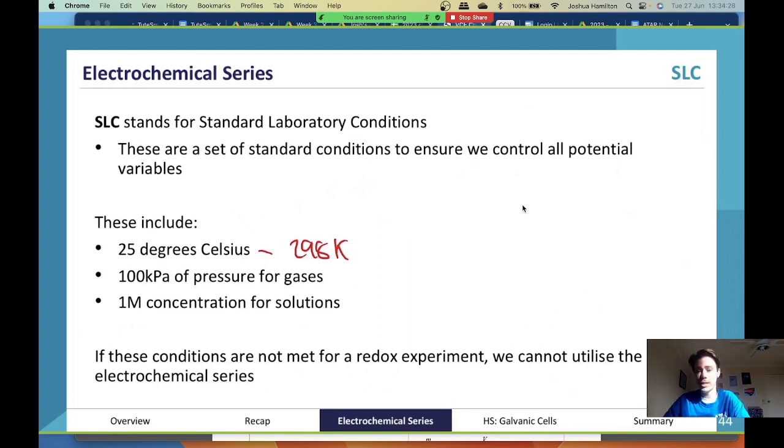So what we're doing here is we're just trying to standardize. Think of a bit of experimental design. All we're trying to do is say, hey, if we make everything as standard as possible and we minimize the potential reactions that could occur, if we standardize things as best as possible, this is what we get. So if these conditions are not met for the redox experiment, we cannot utilize the electrochemical series. Really, really important. So if a question doesn't have everything at this, we cannot use the electrochemical series.